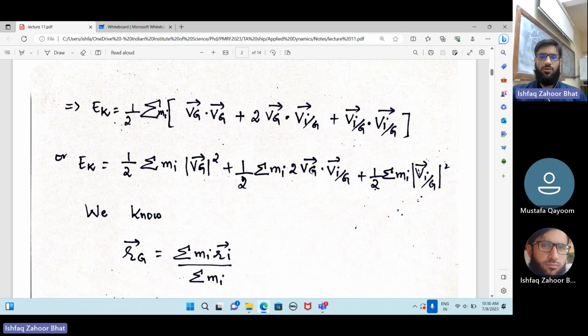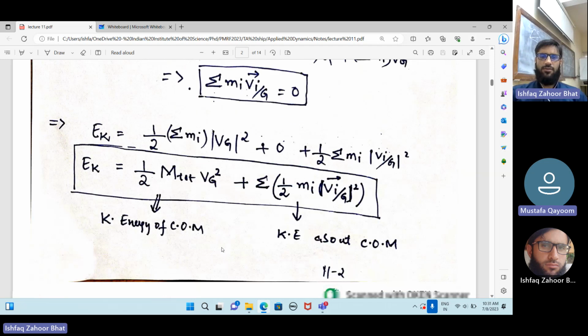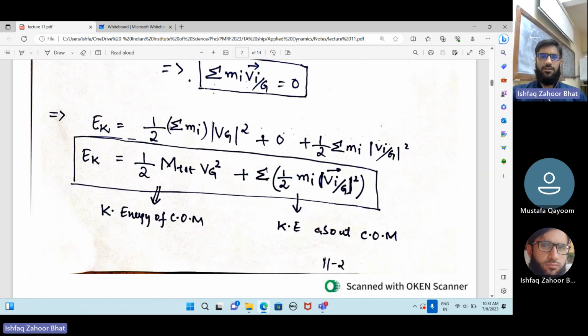You can take this Vg out of the summation because Vg is constant. 2 and 2 will cancel, so there is summation of mi Vi with respect to G. So this term cancels out, it is 0. Only this term and this one are left, and that is what I am writing here. Ek is 1 by this plus 0 plus this. So we have got some bigger picture of the kinetic energy.